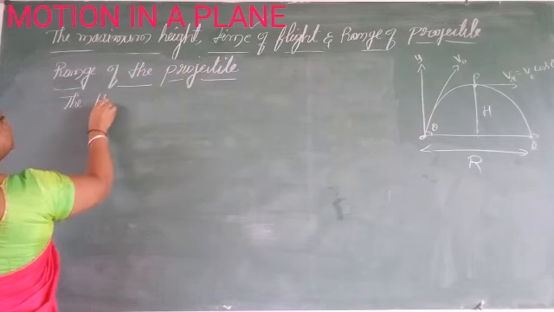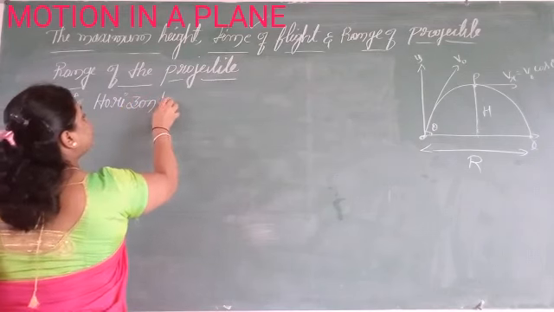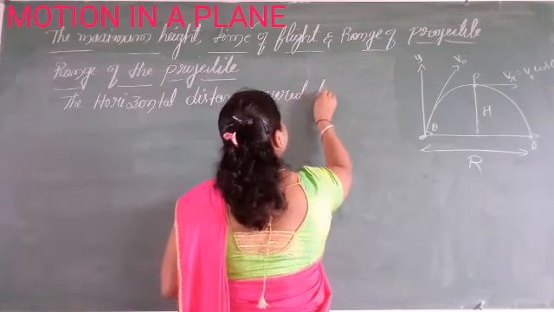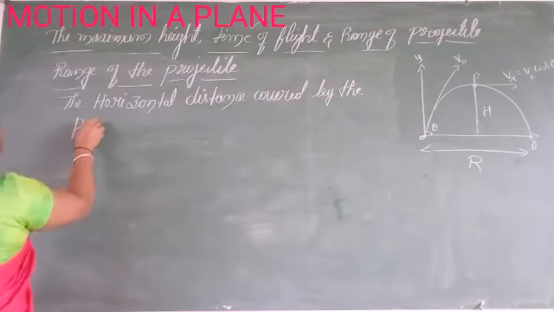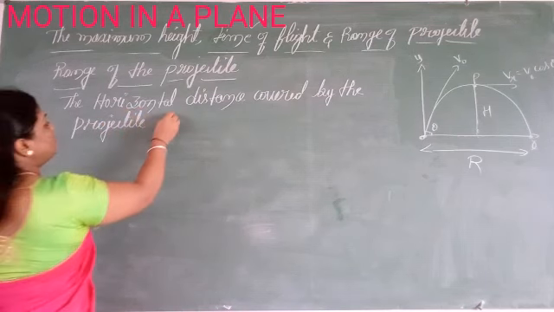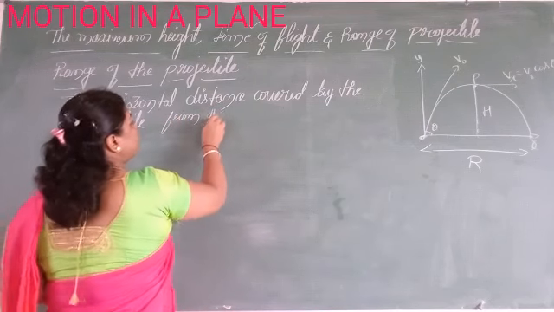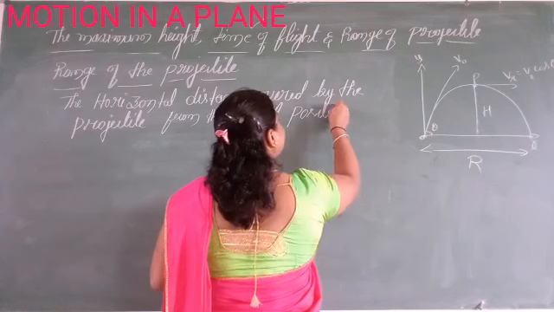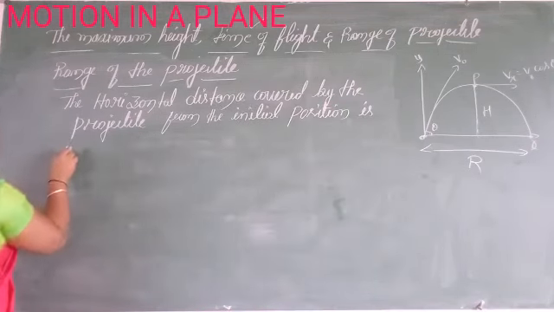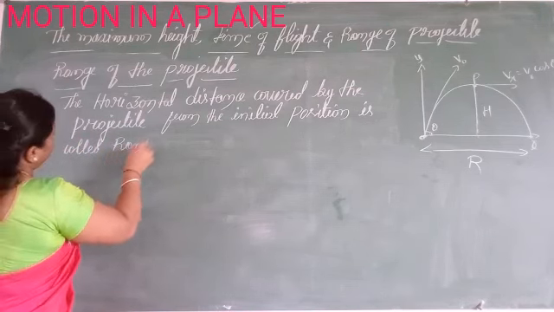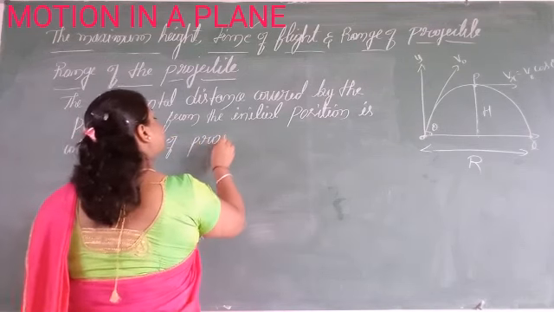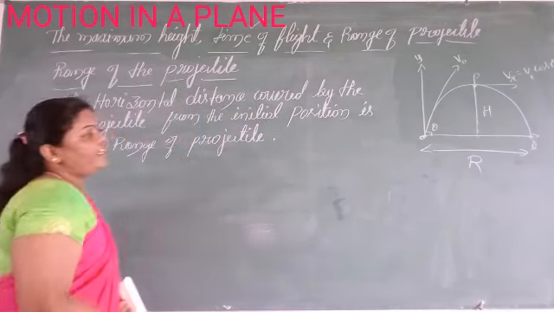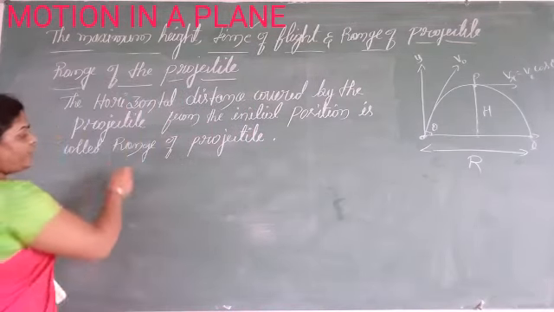The horizontal distance covered by the projectile from the initial position is called the range of the projectile. The range of the projectile is represented by the letter R. So the horizontal distance from the initial position is the range of the projectile.